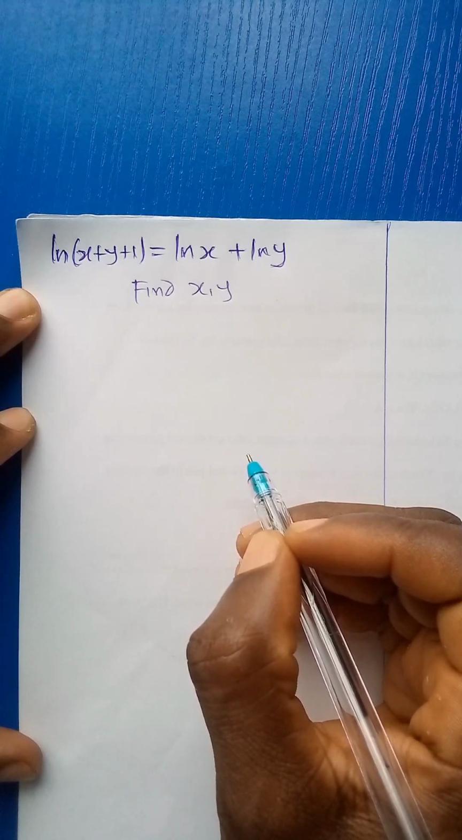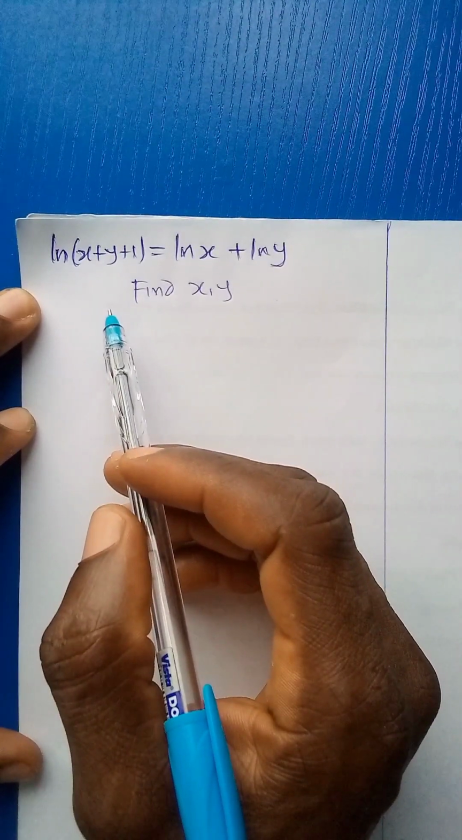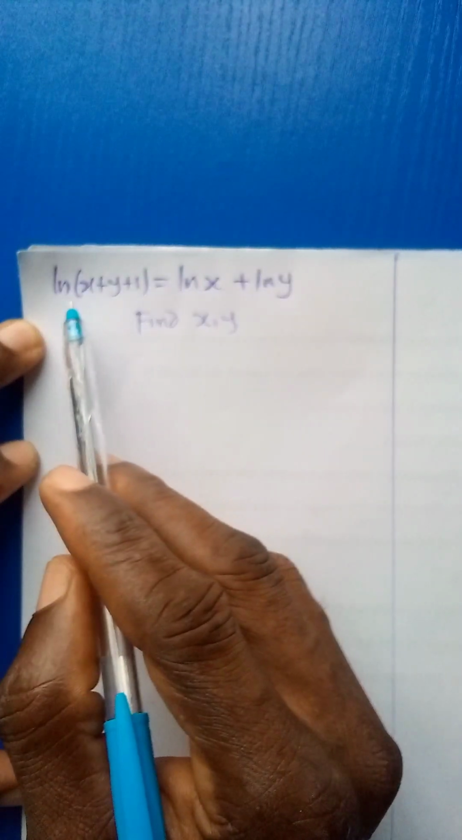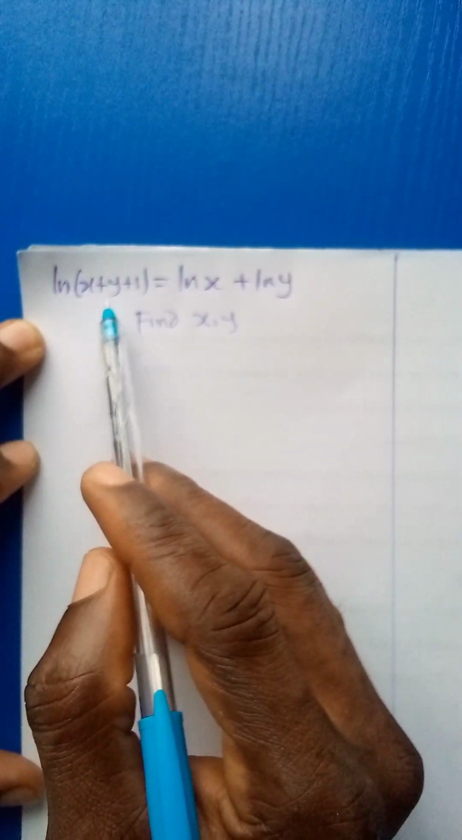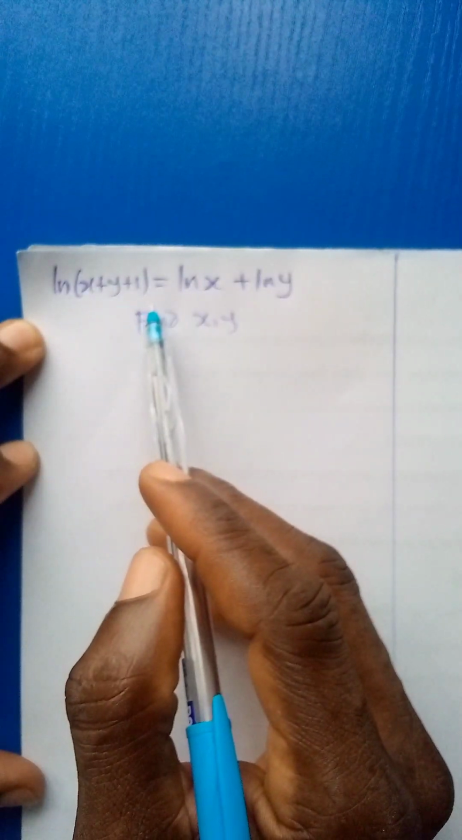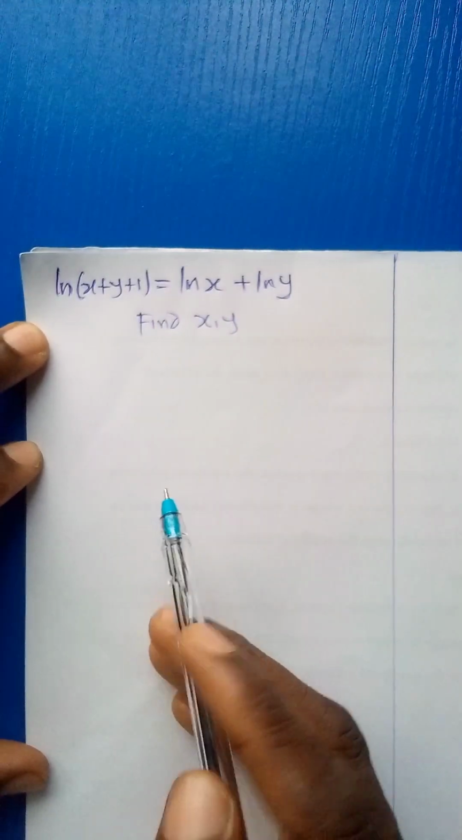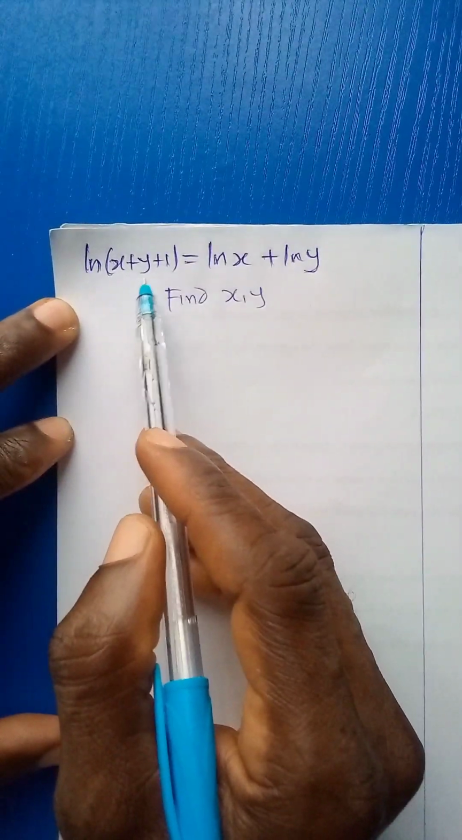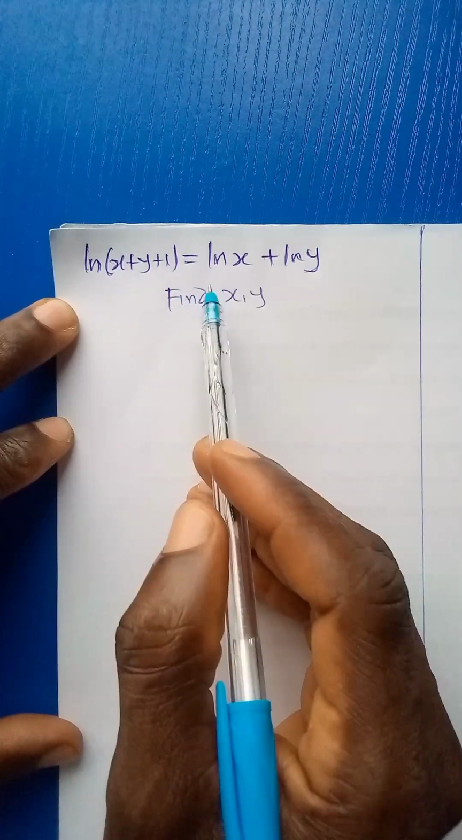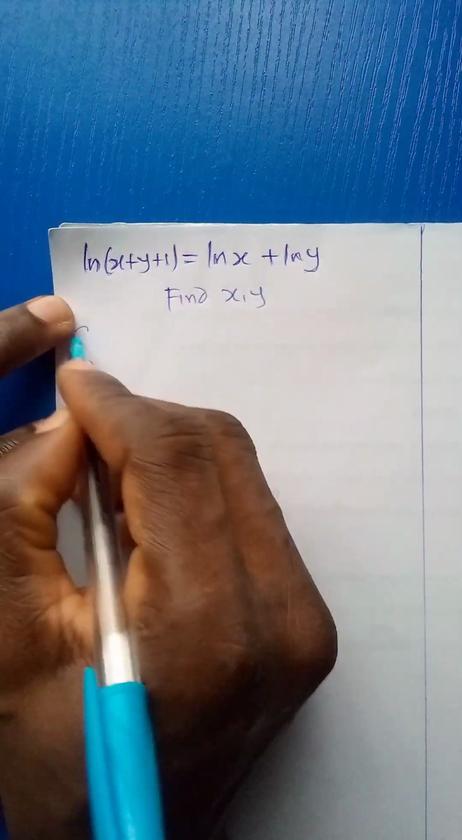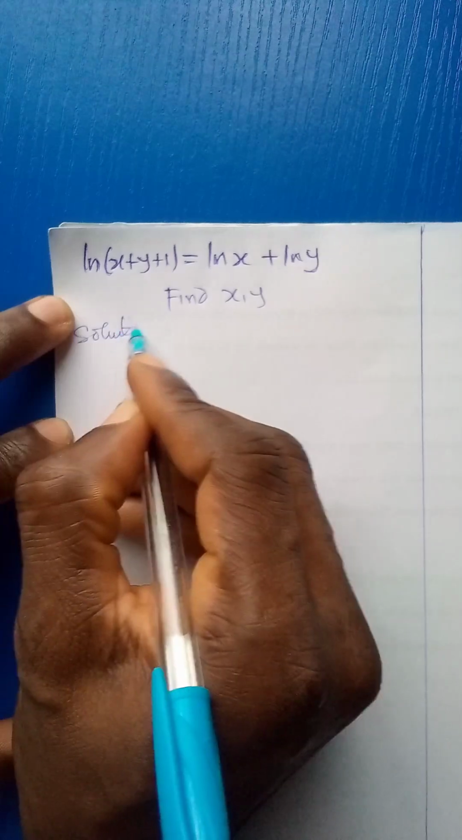In this video, I have a very interesting logarithmic equation. I have the logarithm of the sum of two numbers plus 1 is equal to the sum of the logarithms of the numbers. That is, ln(x + y + 1) = ln x + ln y. How are we going to solve this problem?